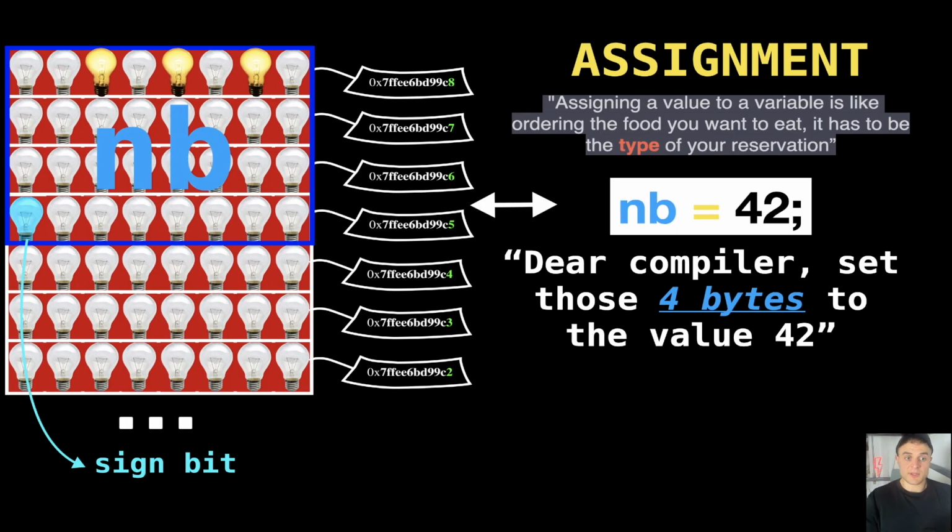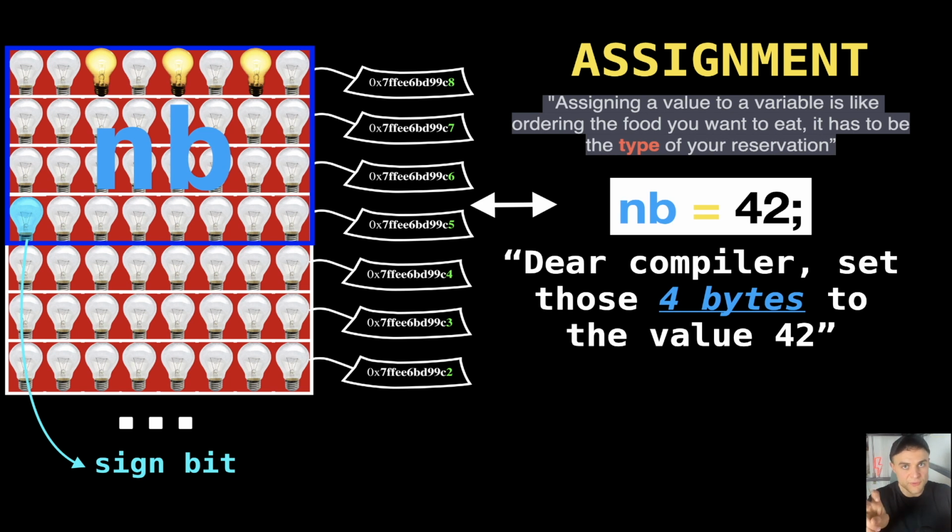Now another idea, which is the one of assignment. Well, what is assignment, my friend? You know very well, this is super trivial. It's just giving a specific value to a specific variable. Here I wrote, assigning a value to a variable is like ordering the food you want to eat. It has to match the type of your reservation. This is the core idea, right, of the type. If you reserve a table for a vegan, you have to order vegan food, right? You cannot order meat or something. This is a stupid analogy, but it makes the point.